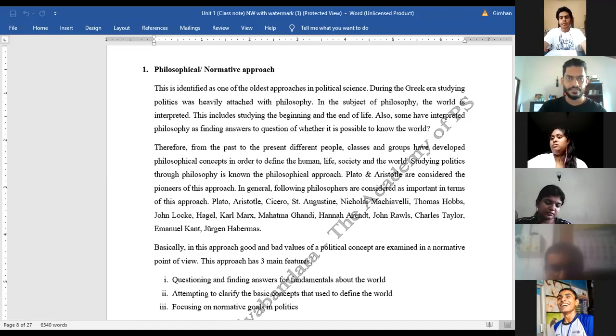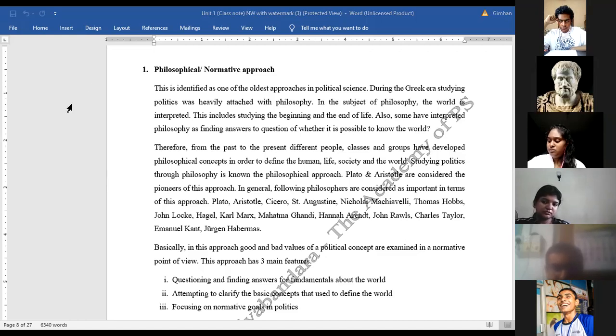This is identified as one of the oldest approaches in political science during the Greek era. Studying politics was heavily attached with philosophy. In the subject of philosophy, the world is interpreted. This includes studying the beginning and the end of life. Also, some have interpreted philosophy as finding answers to questions of whether it is possible to know the world. Therefore, from the past to the present, different people, classes, and groups have developed philosophical concepts in order to define human life, society, and the world. Studying political science through philosophy is known as the philosophical approach.